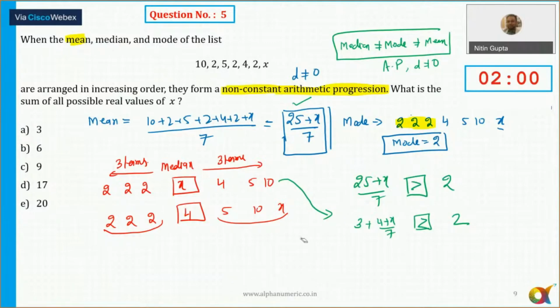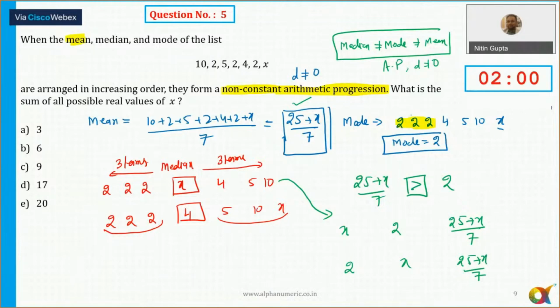So now I need to arrange all the numbers in increasing order. We do not know what the median is. One of the numbers is x, then 2, and then (25 + x)/7. They are forming a series of AP. Or what can be the other possibilities? Is there any other way in which I can arrange them? I can also say 2, and after that x, and then (25 + x)/7. That can be another way to arrange them.